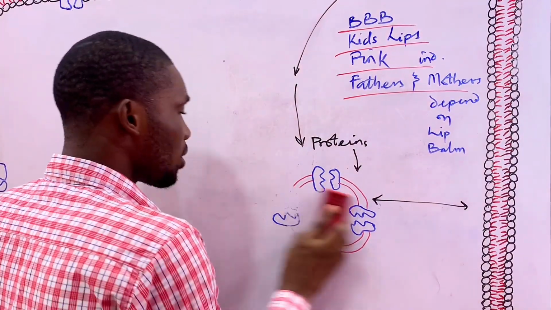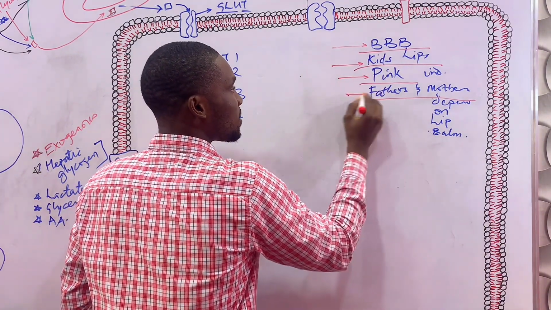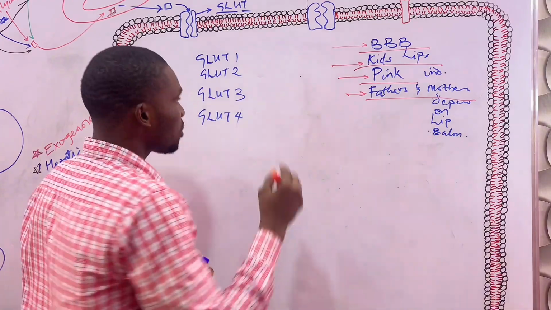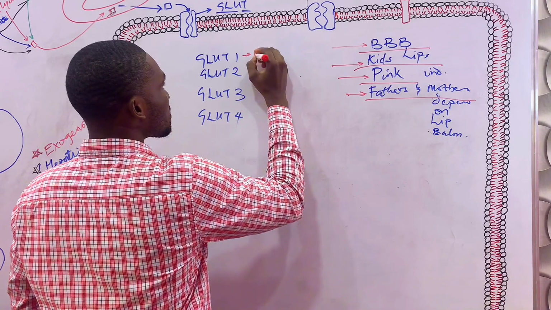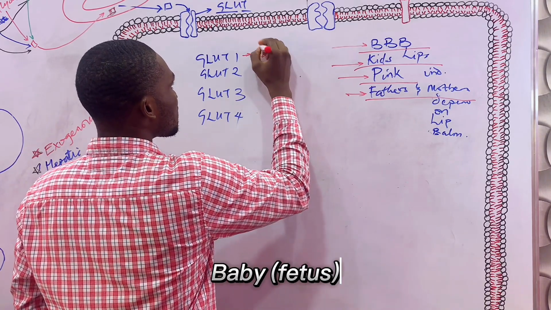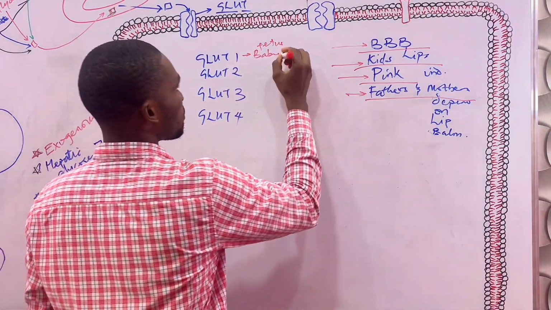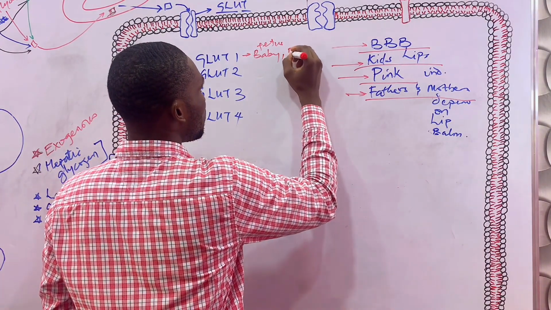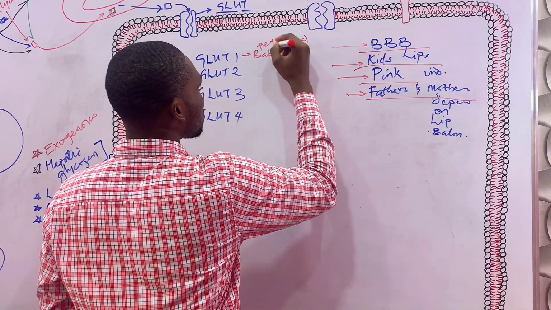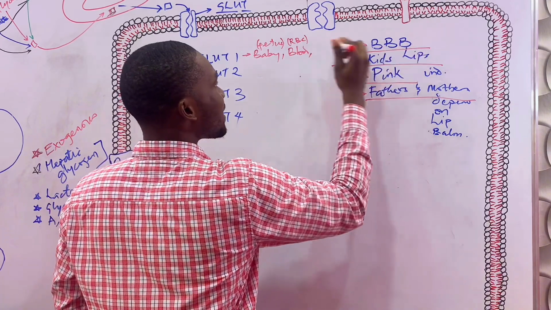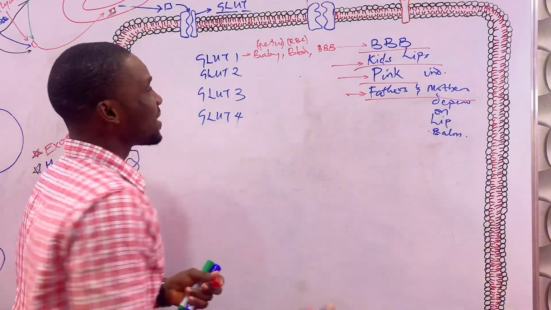All right. This will go for the GLUT1, this will go for the GLUT2, this will go for the GLUT3, and this will go for the GLUT4. So we have GLUT1, which is the first B, that's baby, that's fetus. So you can see that many fetal cells have GLUT1. Then we have the blood, which is your RBC. So you can see that the RBC has GLUT1. And then the third one is BBB. What a coincidence, right?